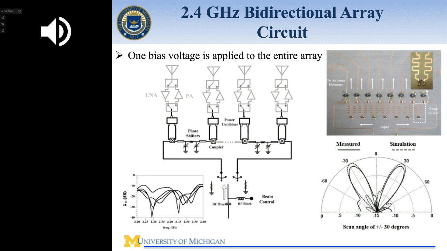So when the switch is on the, say, left side, we can get a scan angle of 30 degrees, and then when the switch goes to the right side, the scan angle becomes minus 30 degrees, and so we double the scan angle given the amount of phase shift provided by a very simple phase shifter. And given that all the reactors are connected in shunt, we use essentially a single control voltage to adjust the scan range. Also, the return loss for the array is shown here versus frequency.